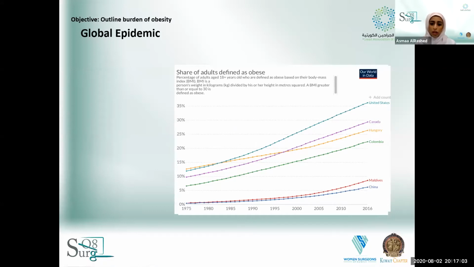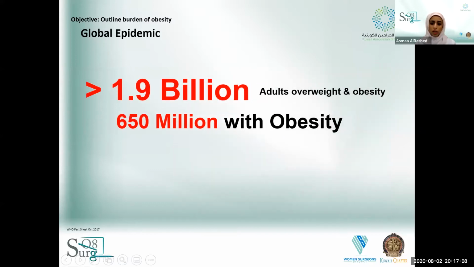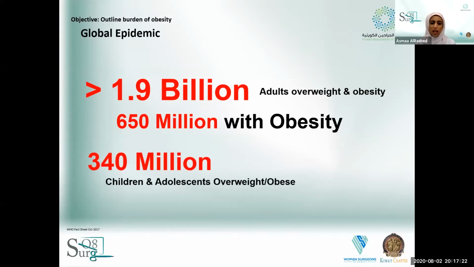And we know that this disease is actually a cost to health and a burden. There are more than 1.9 billion adults who are overweight and obese, and of these, about 650 million people are obese. So you can imagine a disease that affects this amount of people every day. Therefore, we need to study it, know how to prevent it, and how to treat it. And today we'll focus only on adult bariatric surgery.